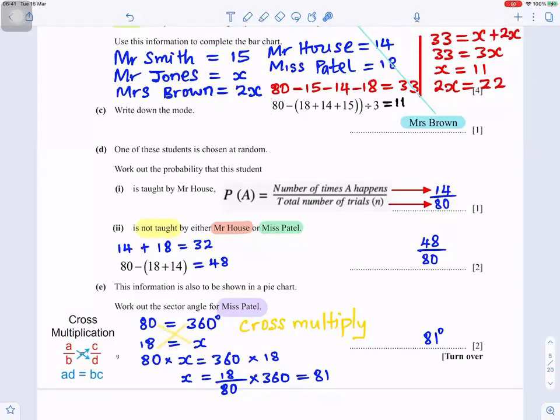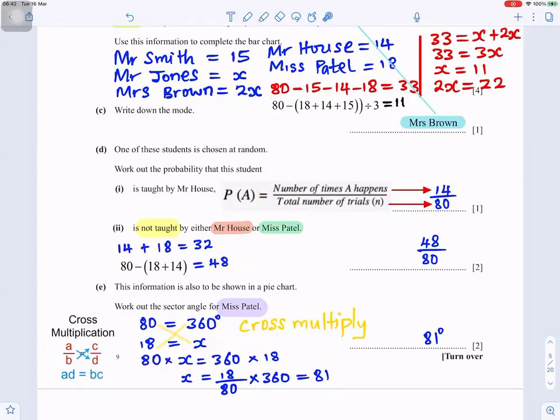The second part, work out the probability that this student is not, remember, it says not, taught by either Mr. House or Miss Patel. So how many students are taught by Mr. House? 14. For Miss Patel it is 18. 14 plus 18 is 32. So we want 80 minus that 32. It gives you 48. So there are 48 students who are not taught by Mr. House or Miss Patel. So the probability will be 48 over 80.